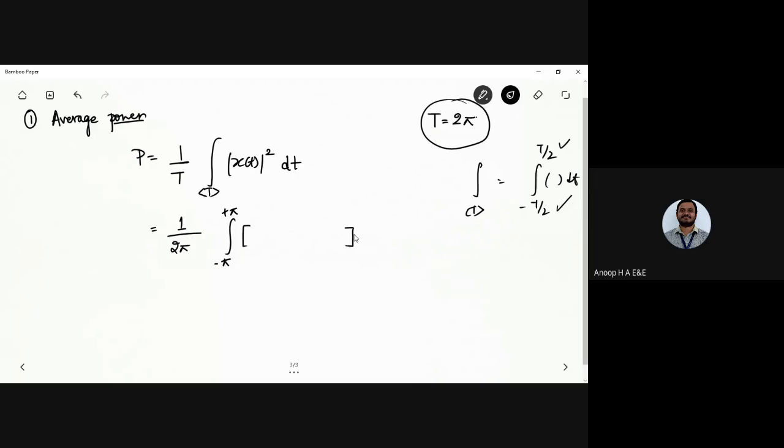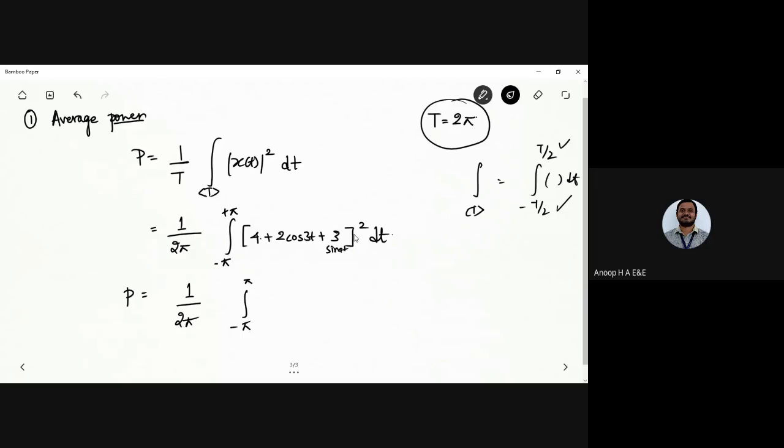Okay, so what you are going to do is square the x of t waveform: 4 plus 2 times cos 3t plus 3 times sine 4t, squared, dt. Okay, so now I'll leave this to you, and see to it that you get the answer. Can anyone solve this and let me know the answer?